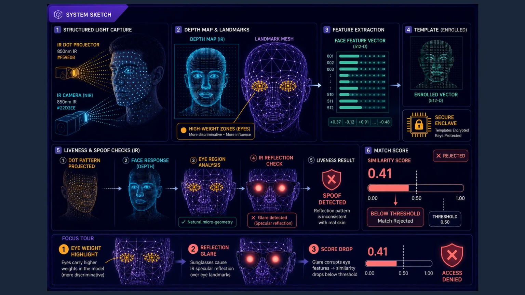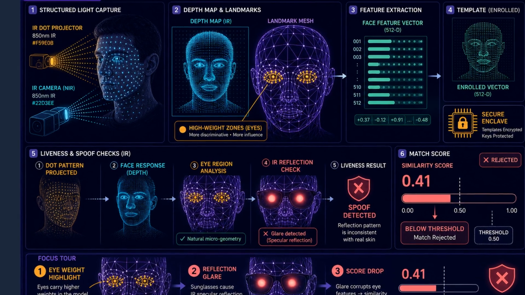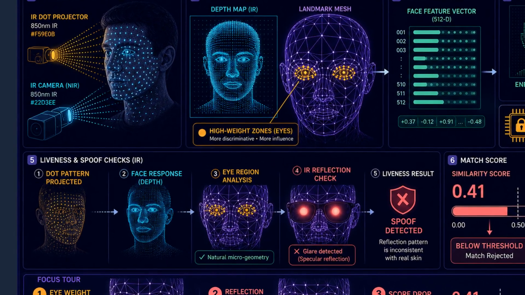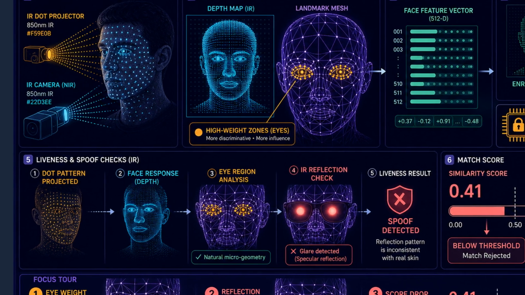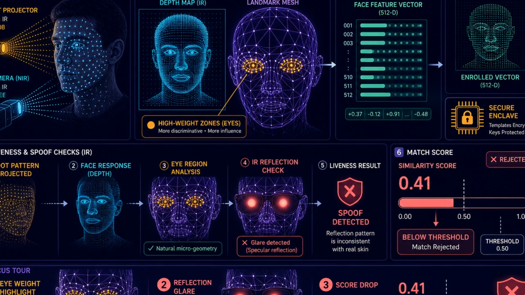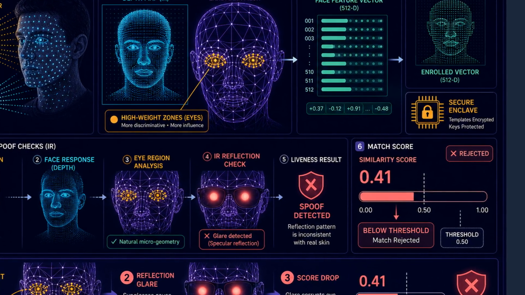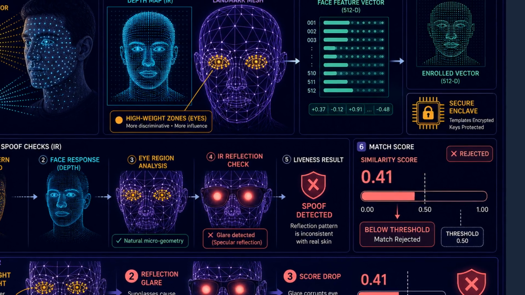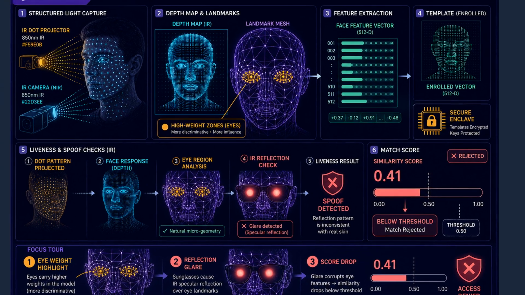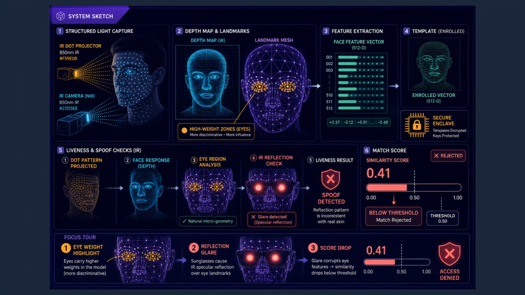Here is why sunglasses can break face unlock. Infrared dot projectors reflect off glass and plastic lenses, creating false depth readings over the eye region. The mesh landmarks around your eyes carry significant weight in the feature vector. Block those landmarks with reflective lenses, and the match score drops below threshold. It is not the camera being blind. It is the depth data at a critical region becoming unreliable.